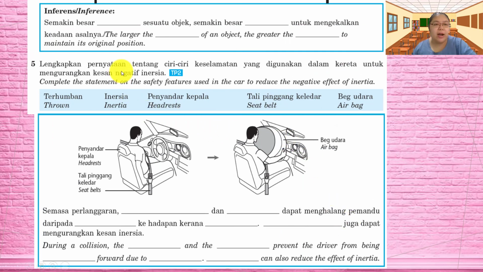Okay, question 5, fill in the blank. We make an inference from the overall diagram just now. The larger the object, the greater. That means the larger the mass, when you find the mass becomes larger, the greater the inertia to maintain the original position. Now we fill in the blank for the situation when they are driving. Safety features such as a car seatbelt and airbag reduce the negative effect of the inertia.